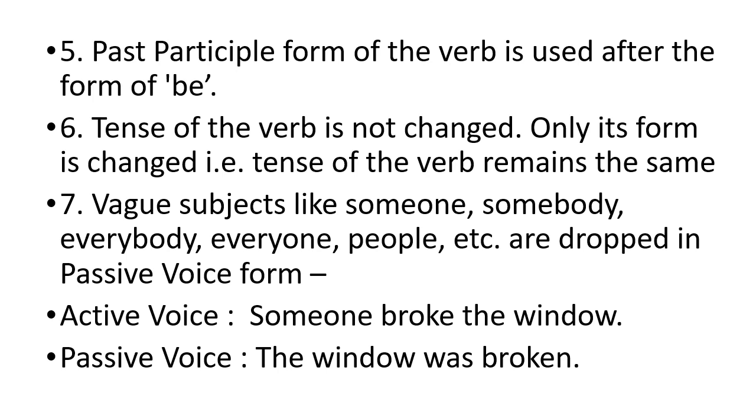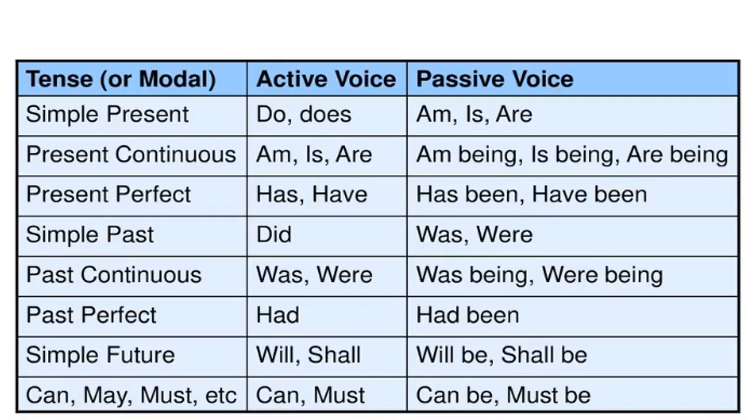We always use third form of the verb in passive voice. The window has become our new subject, which was object earlier. Then we added be form of the verb. As we know, broke is second form of the verb and broke shows that this is past tense. For past tense we use was or were. As window is singular, we'll use was. And we always use third form of the verb in passive voice, so broken has been used. The window was broken.